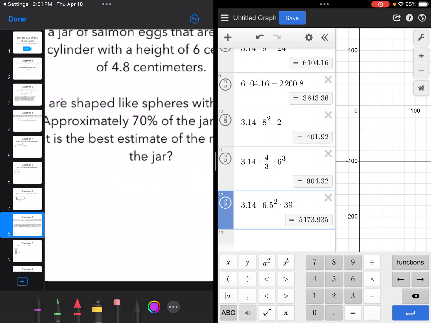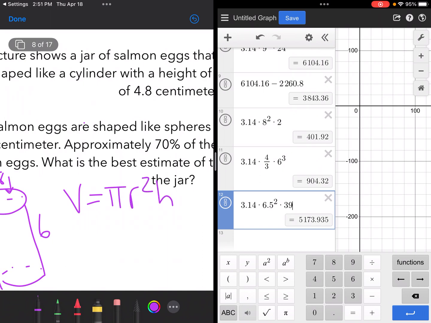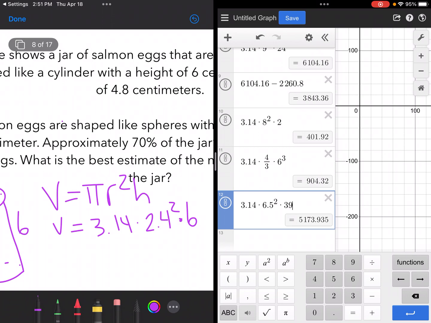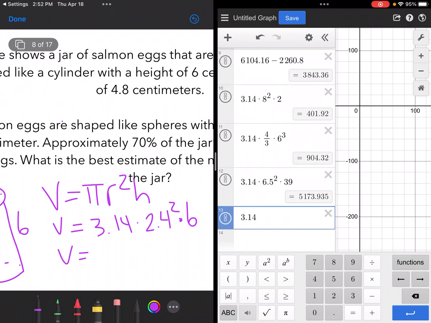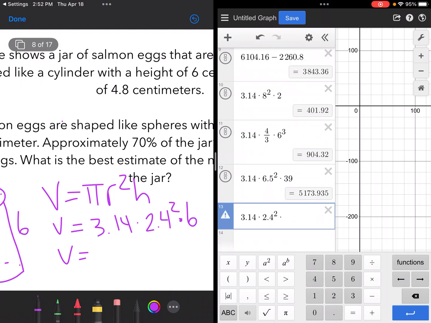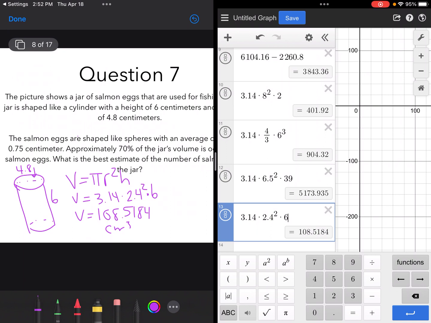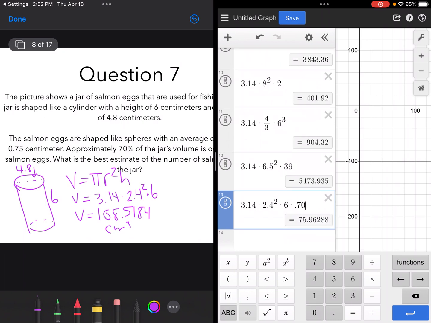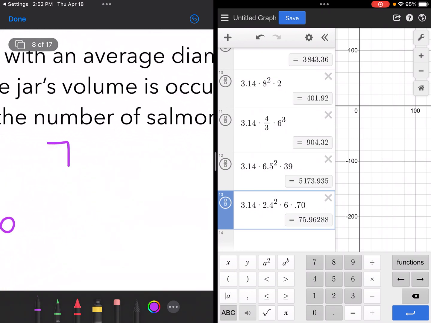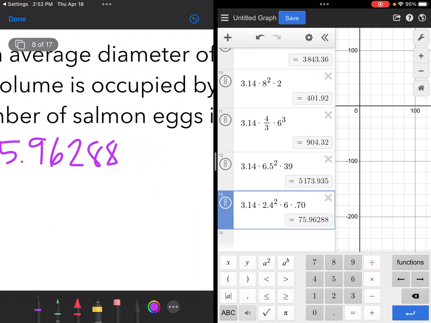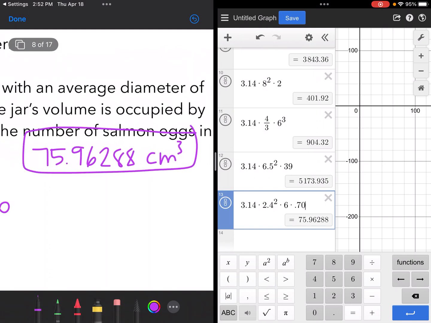What is the best estimate for the number of salmon eggs in the jar? So we have to find the volume of the jar. So I got 2.4 for my radius. And I get 108.5184. And that's going to be centimeters cubed. Okay, I know that 70% of the jar is full, so I'm going to multiply this by 0.70. So I know that I'm filling 75.96288. Okay? So that's the total volume I'm filling.